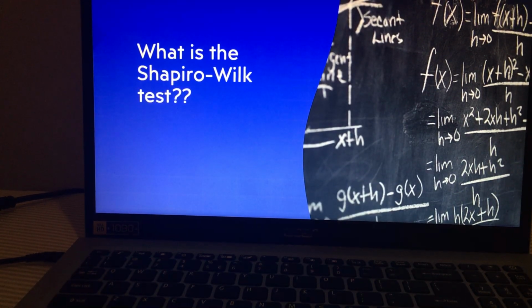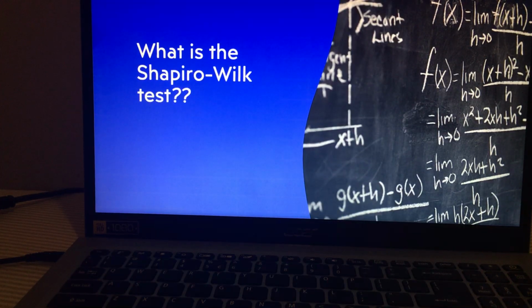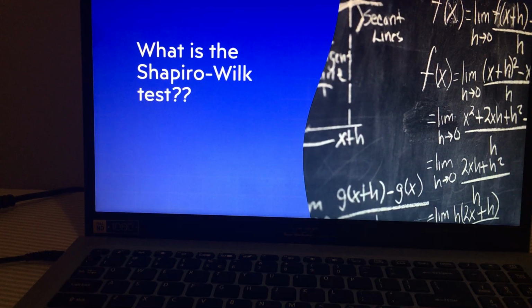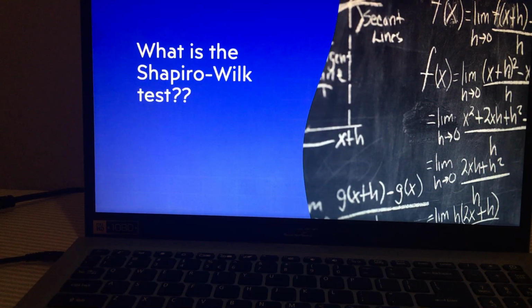Histograms and QQ plots do provide a nice way to informally check the normality of our data, as we were just talking about, but sometimes you want to do something that might be a little bit more formal, and that's where we would use the Shapiro-Wilk test. So that's why we have this slide. What is the Shapiro-Wilk test?